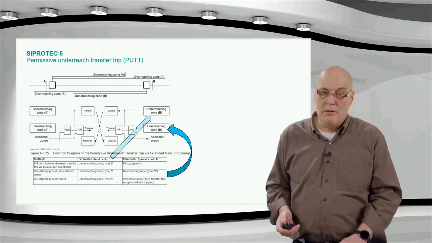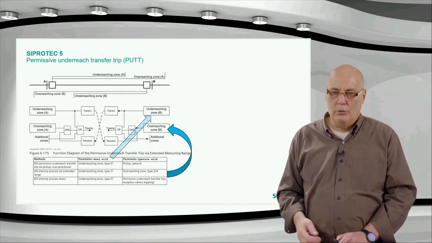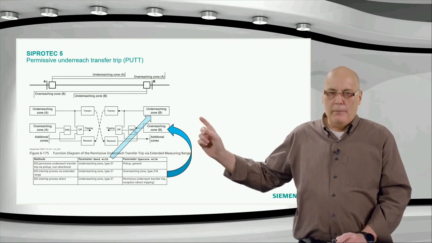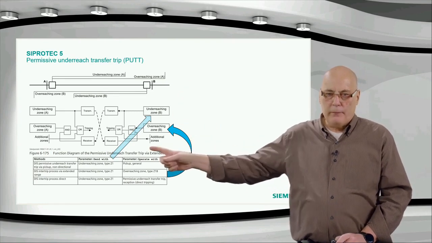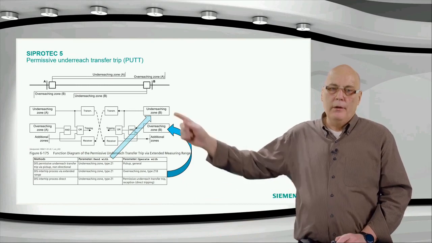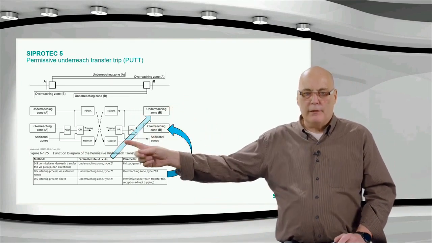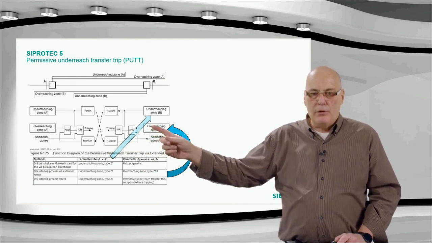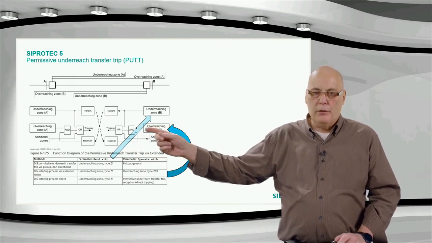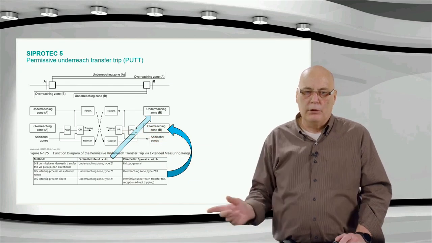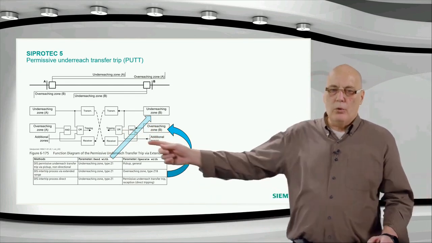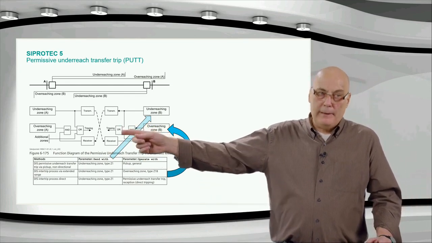So there's just a little logic diagram of this. I don't want to spend too much time on it. You can see here, this is a PUTT scheme. Zone 1, your underreaching zone, is applied here. It's the one that's going to transmit the signal. And if you receive the signal over here, you would simply release an overreaching zone to trip immediately. Basically, it's very, very simple. You could almost take the received signal and trip directly.